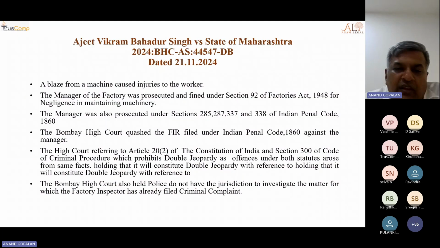This is a case where the employer was prosecuted for an accident under the Factories Act, but a prosecution against the manager was launched under the Indian Penal Code as well. The Bombay High Court struck down, saying that once he has been prosecuted under the Factories Act, the question of prosecuting for the same negligence under the Indian Penal Code would not arise, and struck the criminal complaint against the manager of the factory.